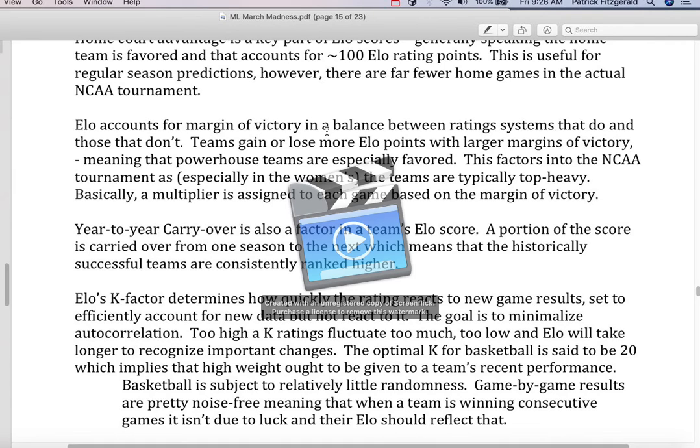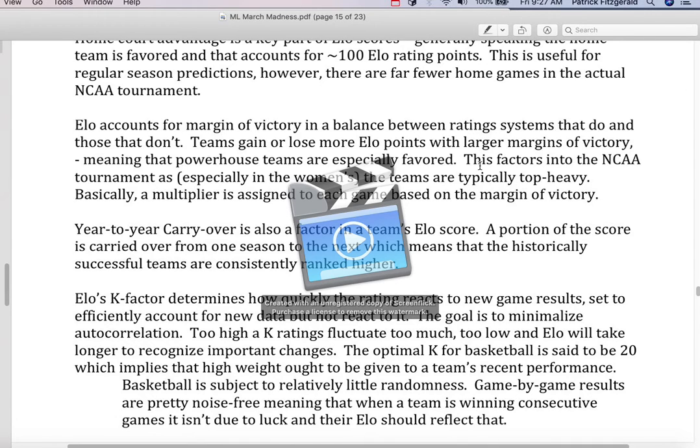ELO accounts for margin of victory, and a balance between rating systems that do not. Teams gain or lose more ELO points with larger margins of victory, meaning the powerhouse teams are especially favored. So you see a lot of times the really good teams are just crushing their really bad teams. So in a 1 versus 16 matchup, sometimes a team will win by 30 points. That'll give them a huge amount of ELO points, increasing their score and decreasing the other team's score.